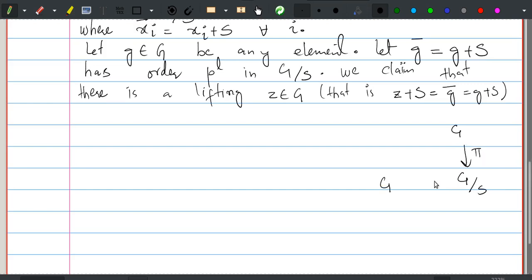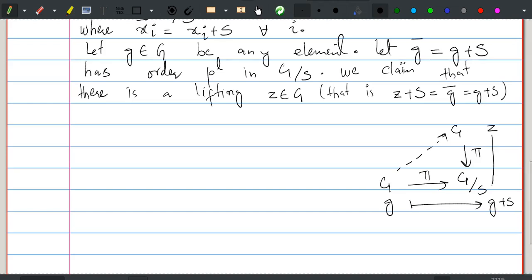This is the natural canonical map pi, and we have some map here from G to G. Now what this pi does, it takes an element G and maps it to G plus S, which is the same as G bar. Again this map takes some Z to this G bar, and this map takes this G to this Z.